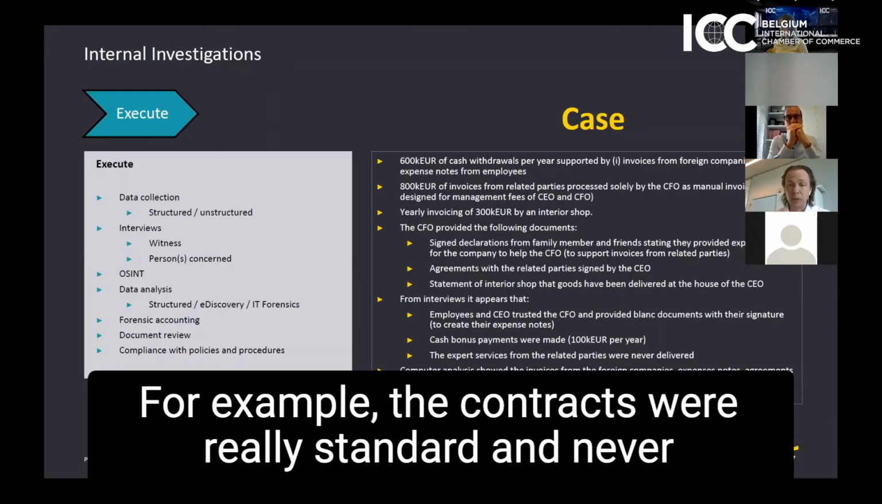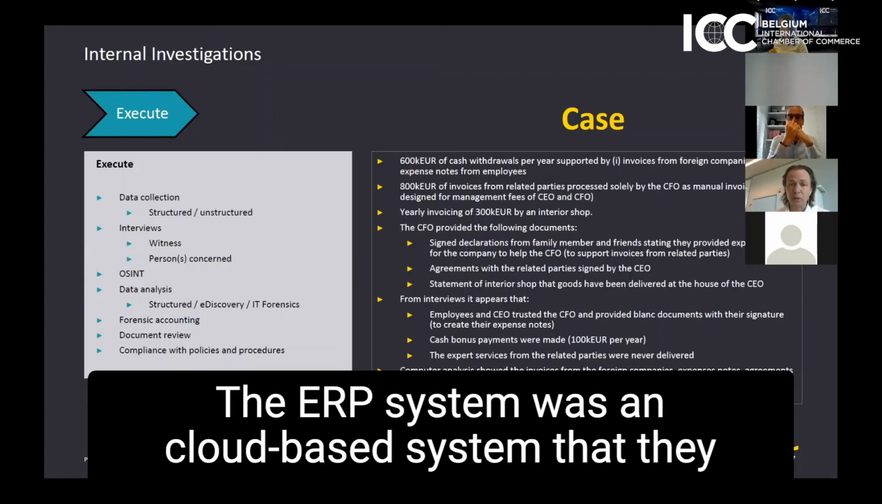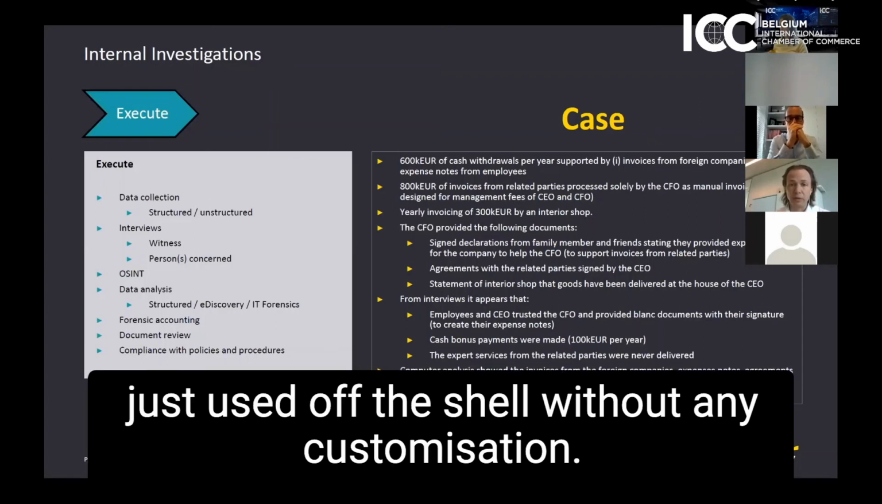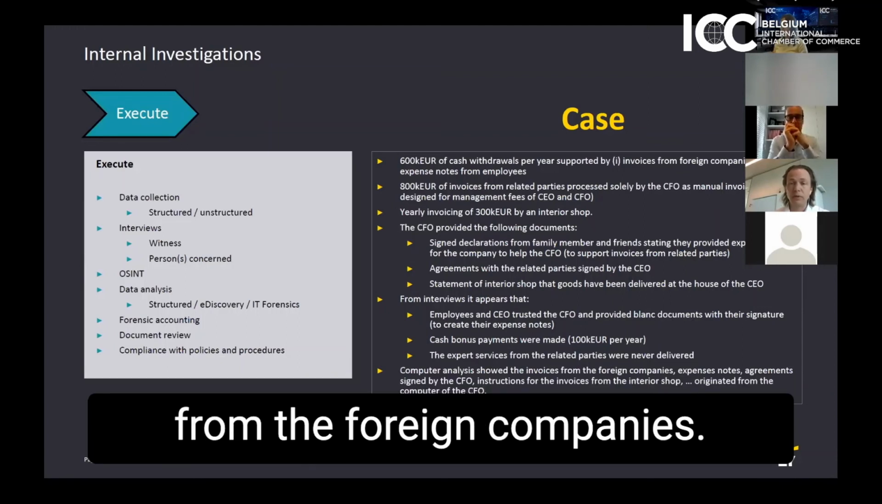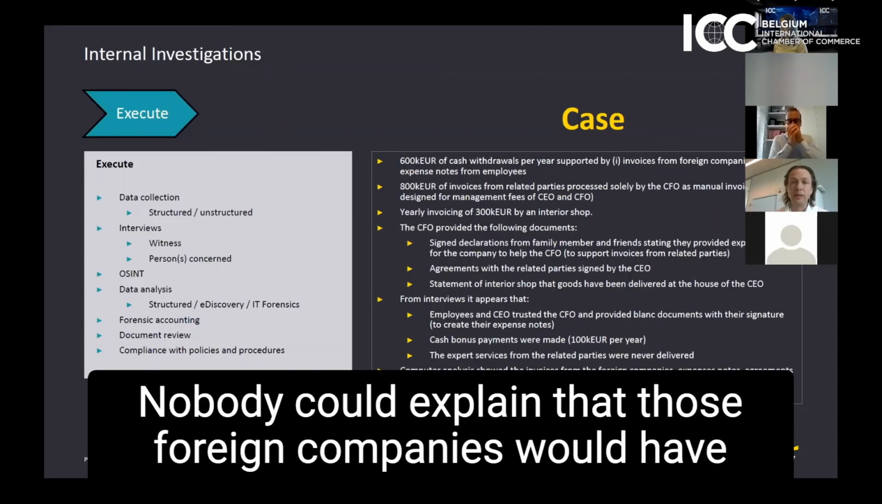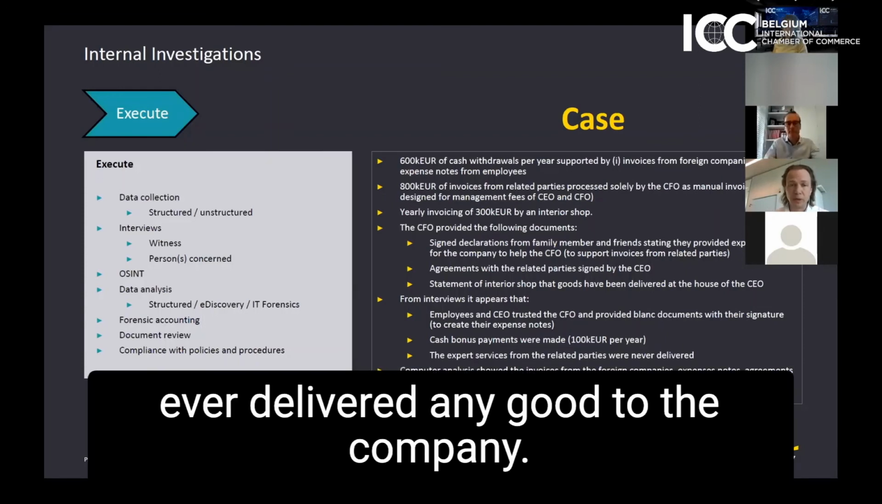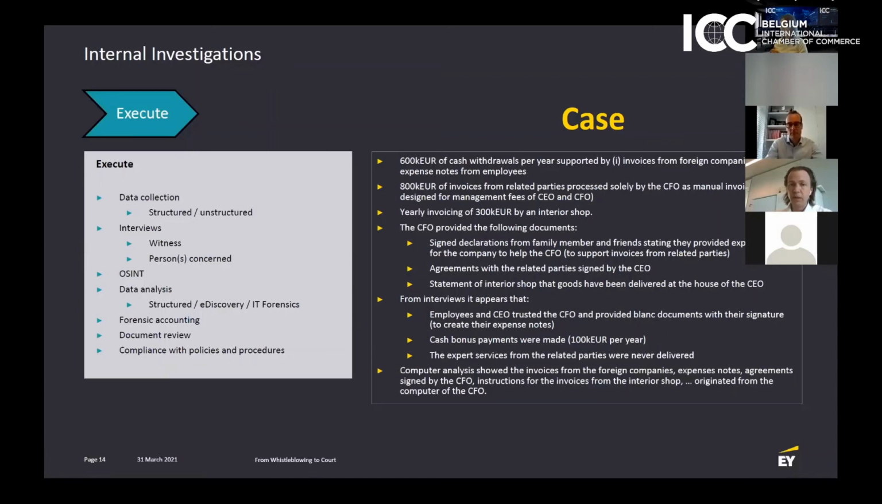For example, the contracts were really standard and never had to be reviewed. The ERP system was a cloud-based system that they just used off the shelf without any customization. So it seemed that that was all fictitious, and also the invoices from the foreign companies, nobody could explain that those foreign companies would have ever delivered any goods to the company.